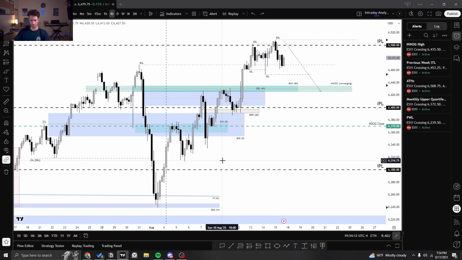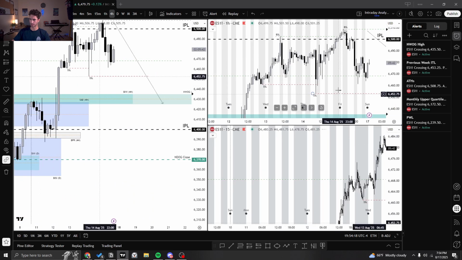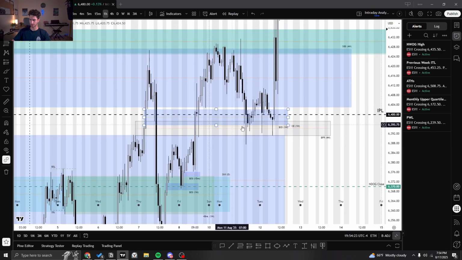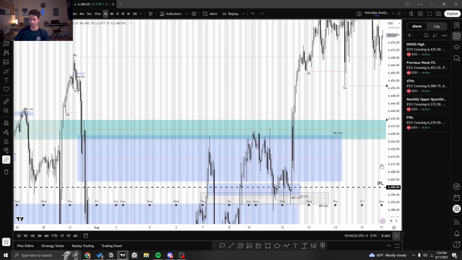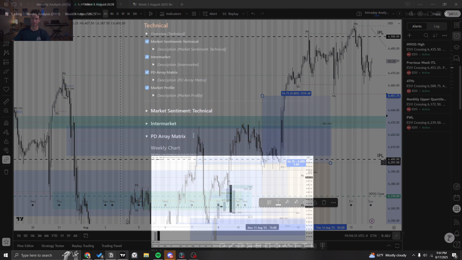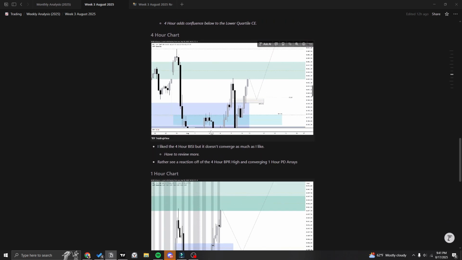we see the start of the week is around here. We have this 4-hour balance price range converging with, go to my 1-hour chart, this 1-hour BISI here. I was looking for low of day and then just expecting a draw above the all-time highs. I didn't have anything over that. This is all in my weekly analysis, which I'll put on screen now. But basically what I was looking at was something like this.